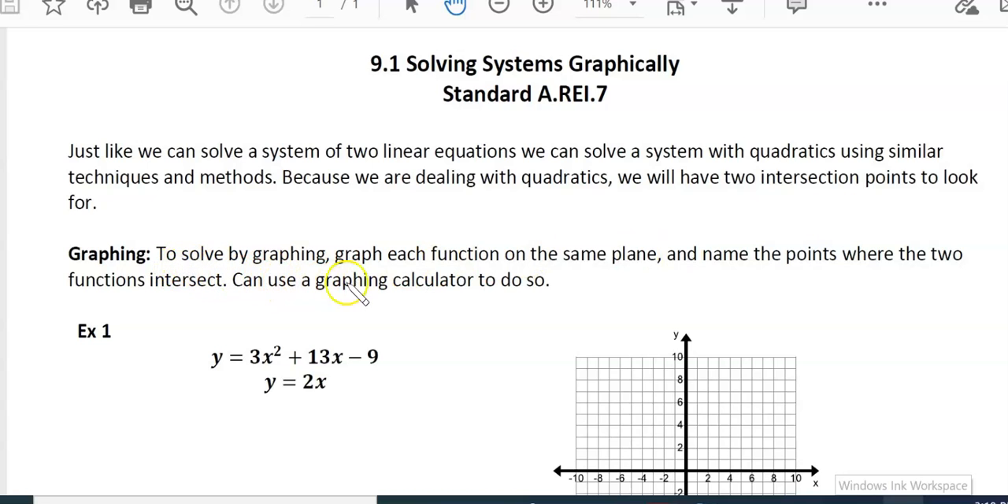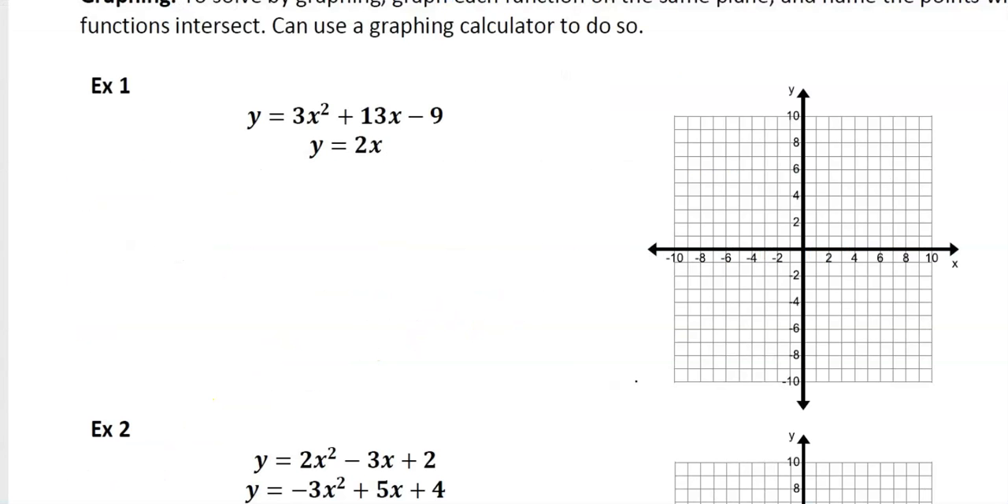To solve by graphing, we graph each function on the same plane and name the points where the two functions intersect. You can also use a graphing calculator to do so. And I will additionally be showing you how to do so using the online graphing calculator, Desmos. So let me first go through the steps for graphing on a graphing calculator.